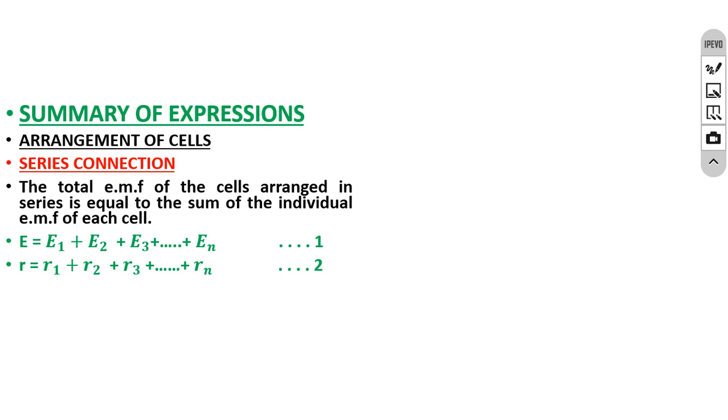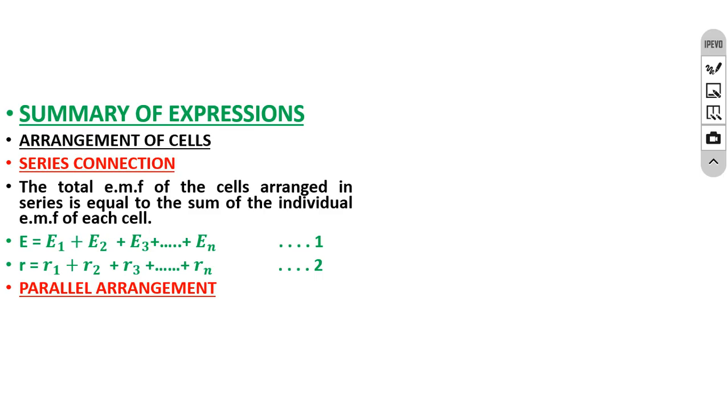Each of those cells has what they call internal resistance. Internal resistance is usually represented by small r, so we can just say that r equals r1 plus r2 plus r3. So the rn depends on the number of cells, and then you just add the internal resistances as well. But just note the expression because you don't know where you would come across this the next time.